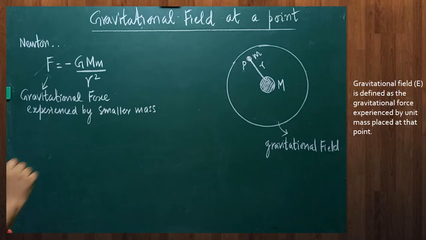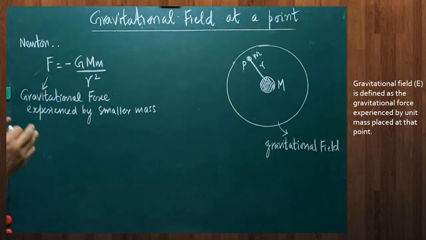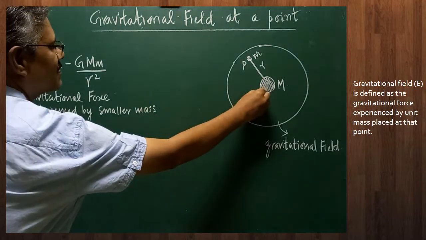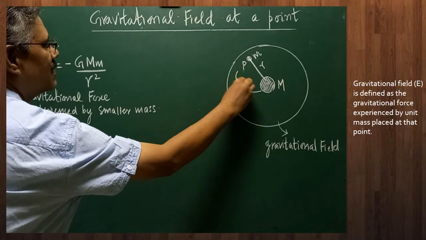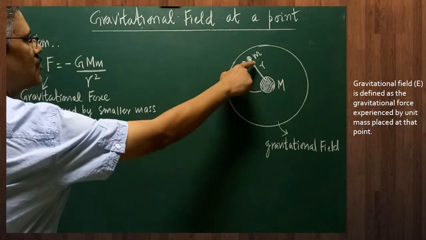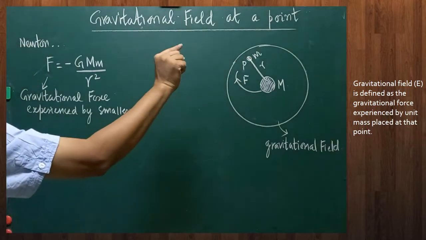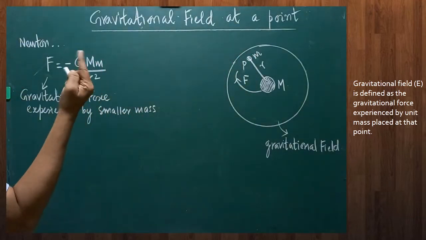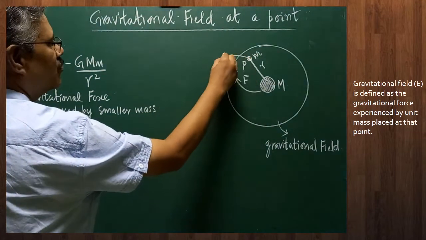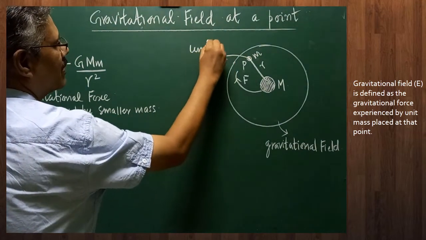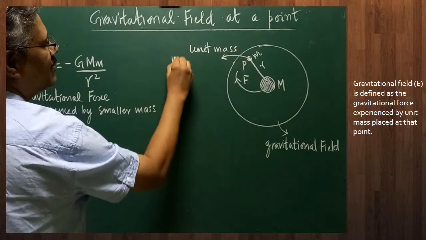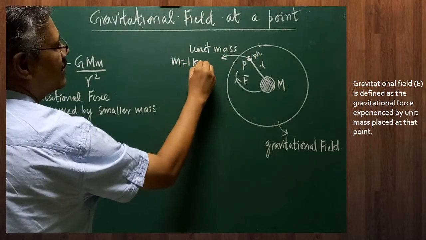After that, how to calculate the gravitational field? As per the definition, what does the gravitational field definition say? Here, this mass applies force on this mass. So at point P, the small mass value must be unity. Are you clear? So here we have to place the unit mass. At point P, the value of m must be equal to, let us say, 1 kg.